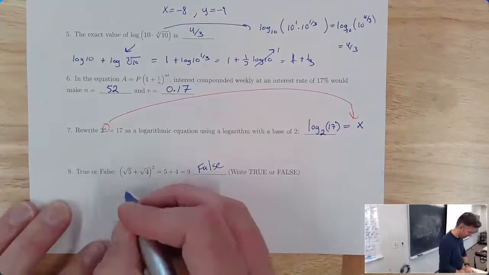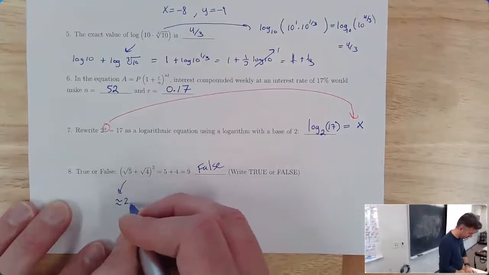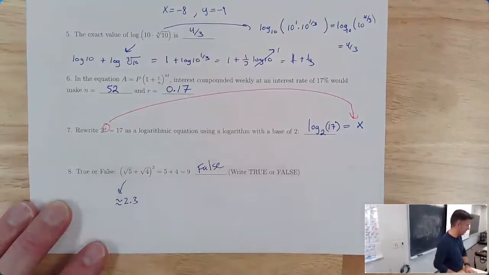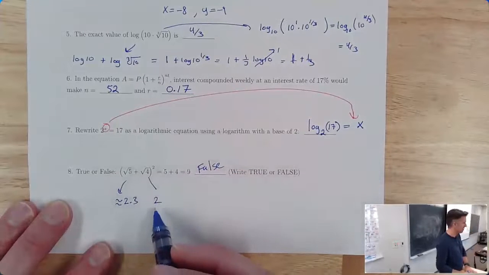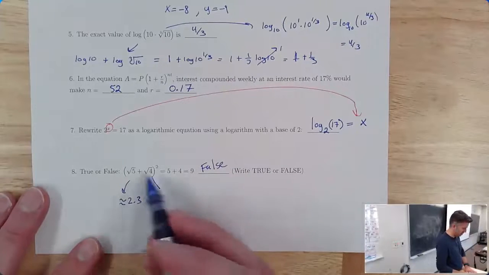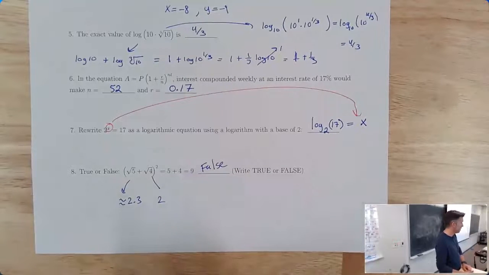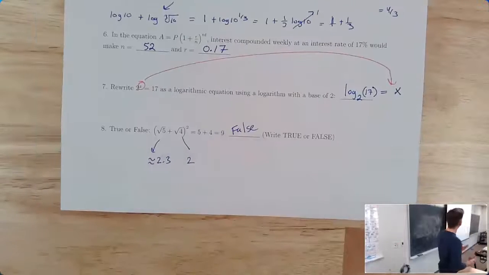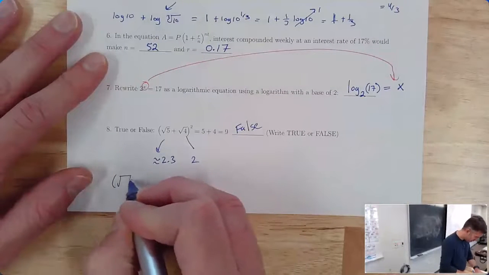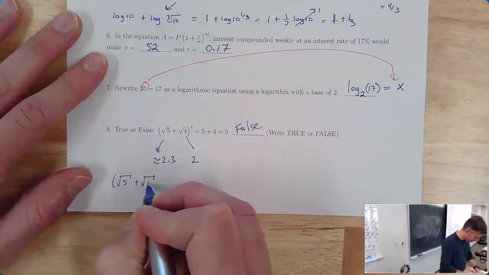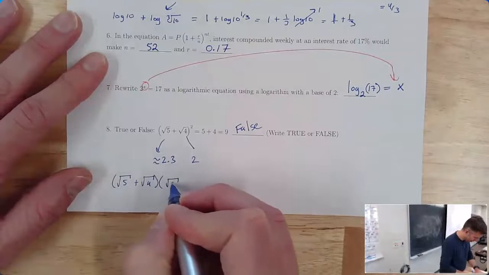The square root of 5 is about 2 point something. I don't know, 2.3-ish, maybe, probably less. And the square root of 4 is 2. And 2.3 plus 2 is like 4 point something. And 4 point something squared is way bigger than 9. The other way to understand why this is false is if you square something, you don't just square each part, you have to FOIL it out.